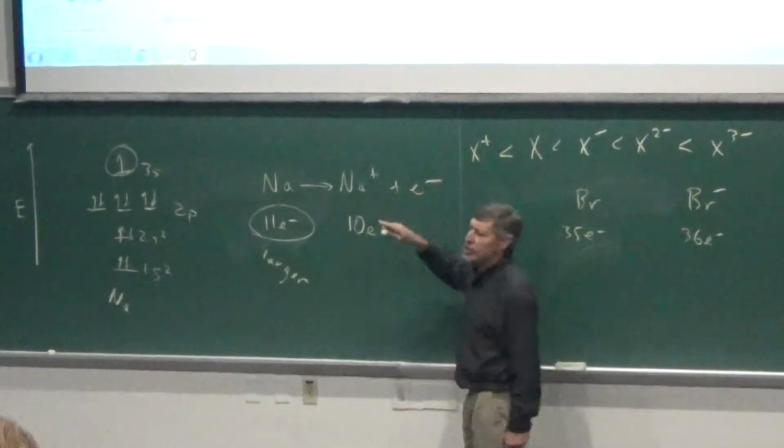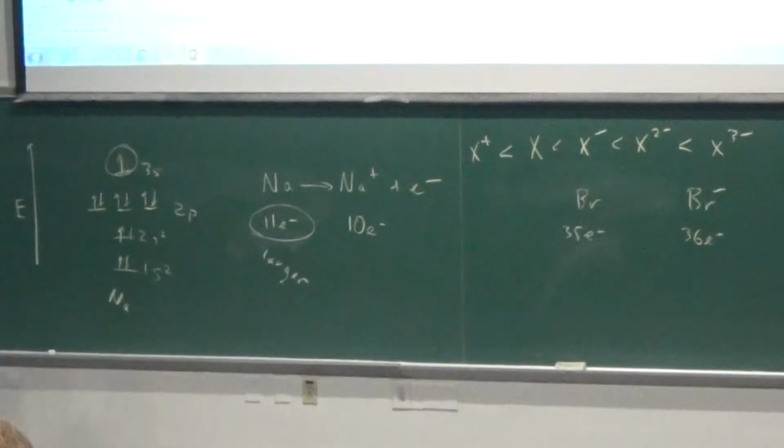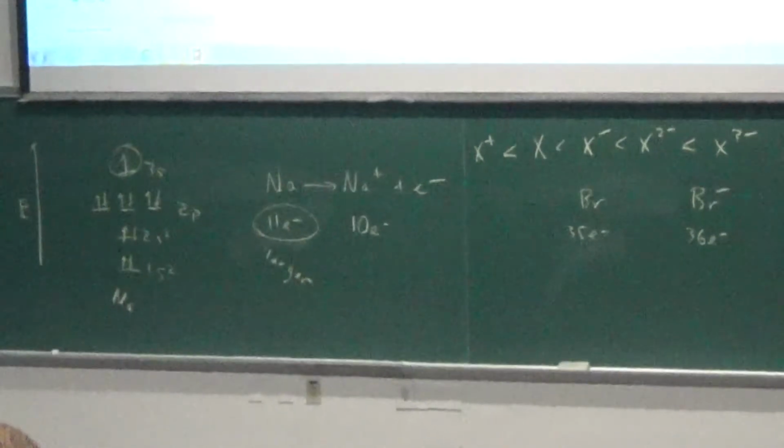Same argument in the other direction. The larger the cation charge is, the smaller it becomes, because you're taking away those repulsive turns. So this general trend here, which is written in the opposite direction, but the inequalities are in the other direction, pretty much tells you which ones are larger and which ones are smaller. Anions are always larger, cations are always smaller.